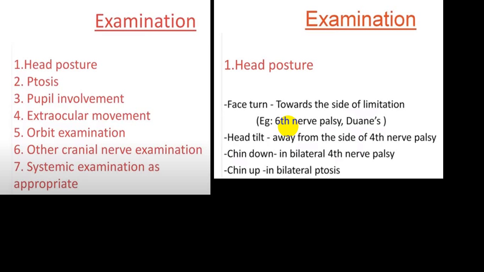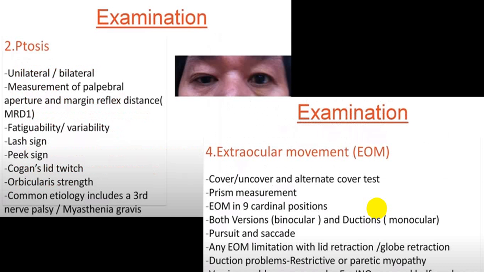While chin will be up in case of bilateral ptosis, classical example in case of myasthenia gravis, head will be tilted up. This will be some of the postures which will give you an idea. Also in case of Duane syndrome, you will have the head tilted toward the side where there is a limitation. So these are some of the things which you can make out just by looking at the head posture.